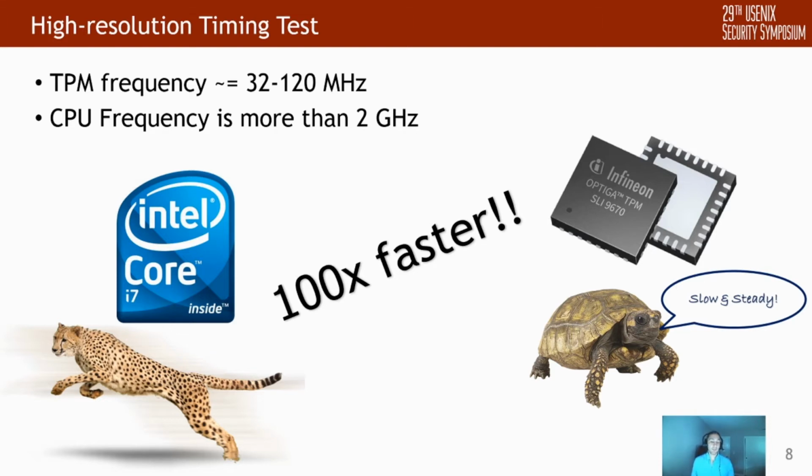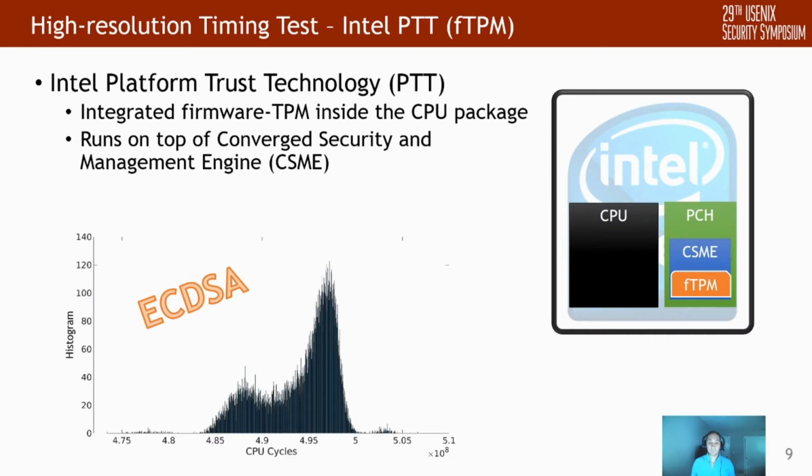For proper timing analysis of TPMs, we wanted a high resolution timer, so we figured that it's a good idea to use the CPU cycle count as a timing resource. And why is that the case? Well, the TPM that is connected to our computer, whether it's a dedicated TPM or a firmware-based TPM, generally runs 100 times slower than the CPU. So the CPU cycle count here can serve as a high resolution timing resource with almost nanosecond resolution.